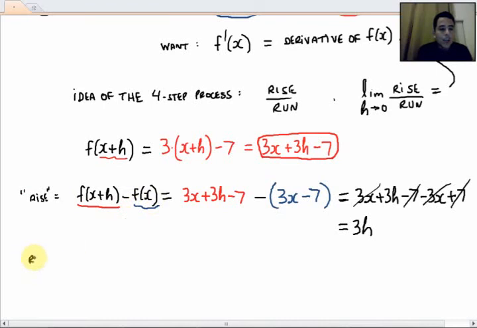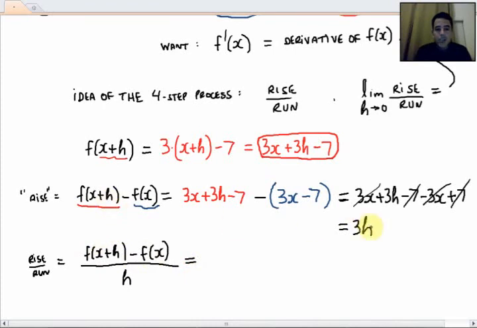Okay, now we're going to do the rise over run. That's f of x plus h minus f of x divided by h. So here's rise and here's run. Run is just the h. We found this before, which is here. It's just simply 3h. Let's put that in here, and then divided by h. Oh, look at what happens now. That's nice. Simply 3.